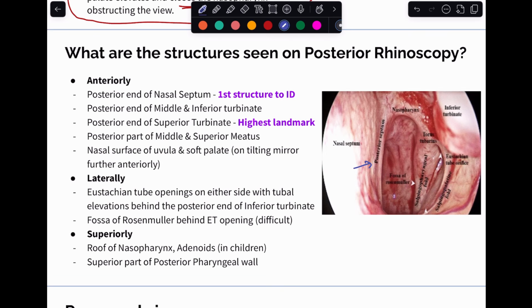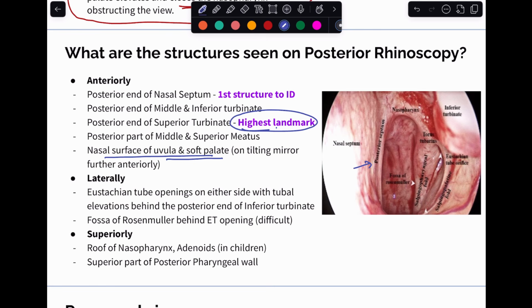Then we'll be seeing the posterior end of the middle and the inferior turbinates. We'll also see the posterior end of the superior turbinate. This is the highest landmark that you will be seeing. Then we also have the posterior part of the middle and superior meatus. And anteriorly, when you tilt the mirror a little more anteriorly, we'll be able to see the nasal surface of the uvula and the soft palate. So these are the structures that you can see anteriorly.